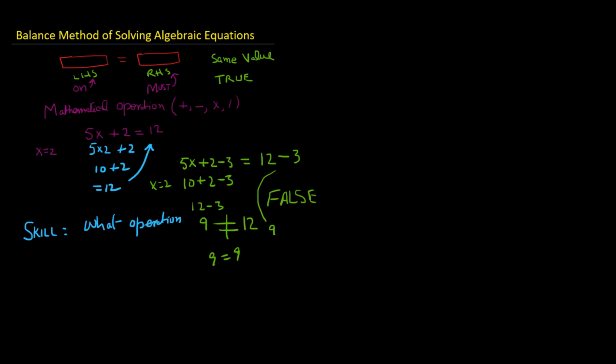So the skill of using this balanced method when solving an algebraic equation is knowing what particular mathematical operation I should perform at this stage on one side, and then I will do the same on the other side. That is not a problem. But what operation should I perform on the left hand side now in order to reach the solution?